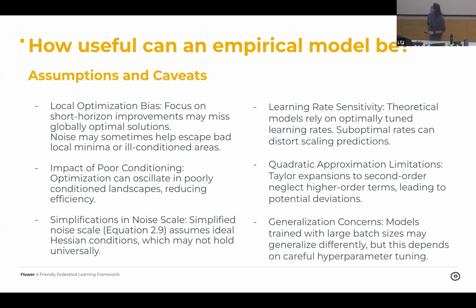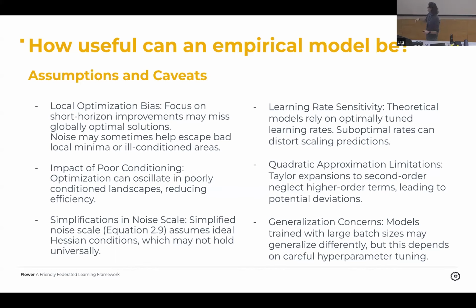Now, this model came with a lot of assumptions and caveats. They have an entire page discussing this, worth looking at. Some of these are reasonable, some are a little bit stretched, in my opinion, but of course, feel free to read them critically yourself. What are these assumptions and caveats? For example, for local optimization bias, they focus on the short horizon improvements. So their modeling is discussing just one displacement, right? It's not discussing a random walk over the entire loss landscape, is it?